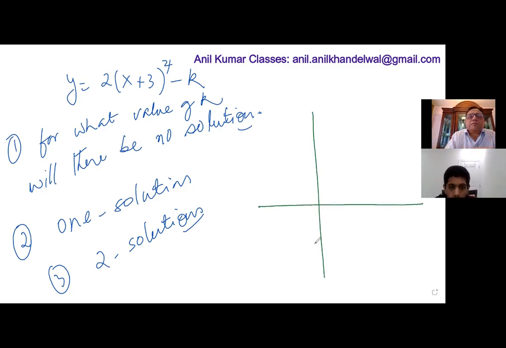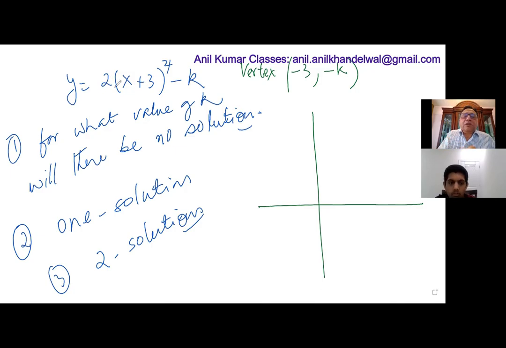I think for no solution, k has to be negative. Minus k I wrote, right? So I wrote minus. So you know the vertex, you can see the vertex, right? Vertex is at minus 3 and minus k, correct? Vertex is at minus 3 minus k. Now, to have one solution, the vertex should be on the x-axis, correct?